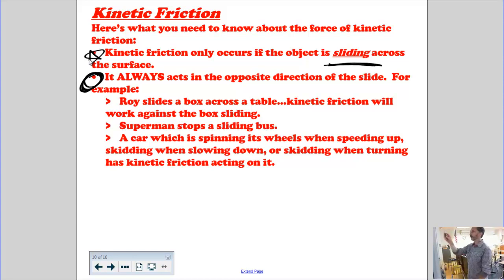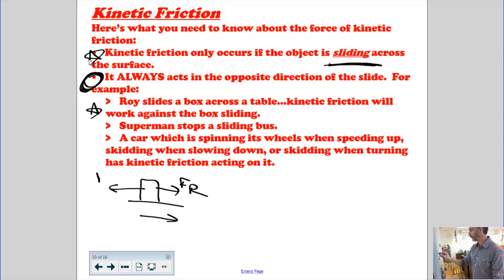All right, so in this first example, if Roy is sliding a box across a table, so here's the force of Roy, the box is sliding this way, that means friction is going to go this way. Not because Roy is pushing to the right, but because it's moving to the right, okay?